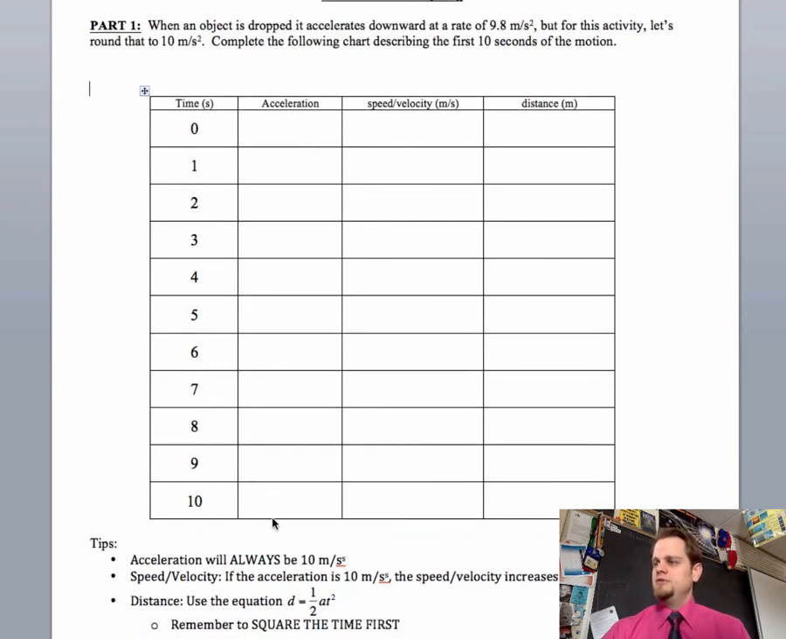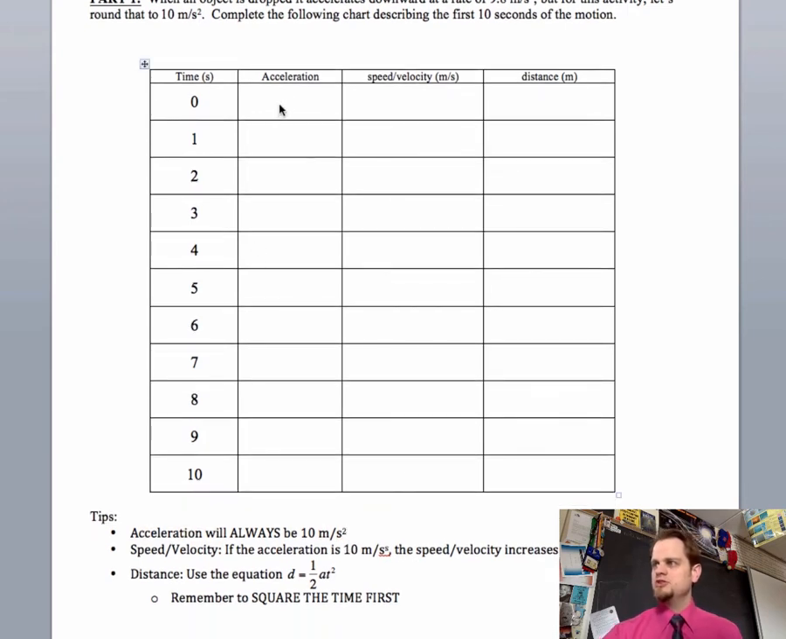All right. In fact, oh look, the tips. They're there to help you. Acceleration will always be 10 meters per second squared. So I can actually write 10 meters per second squared in each and every one. Okay, I'm not going to do the rest. You got to do that. It's always accelerating at that rate, okay? Bottom line, that's how gravity works.